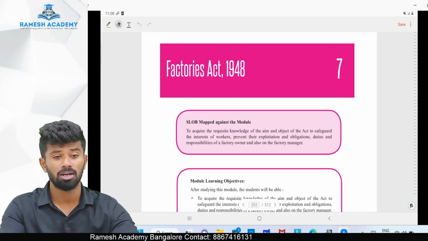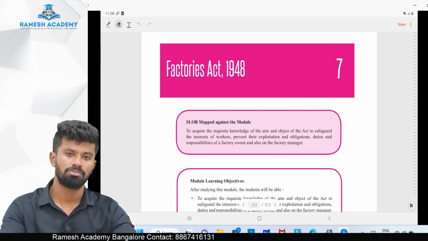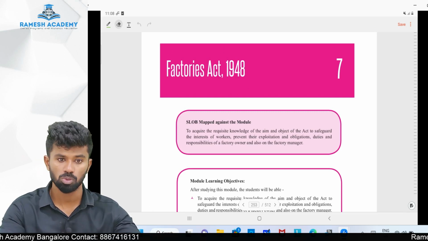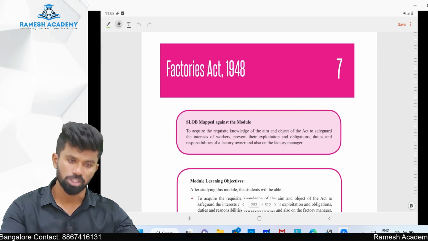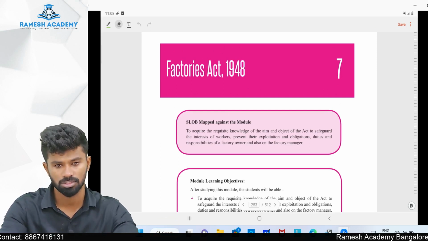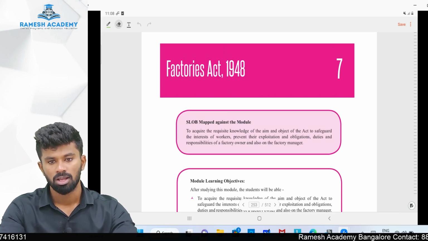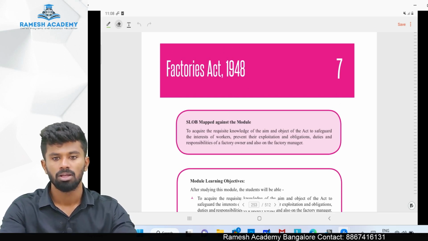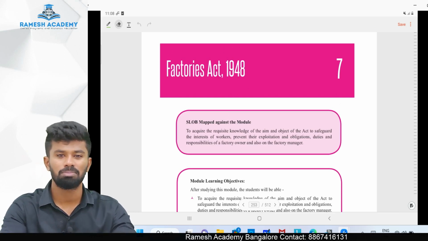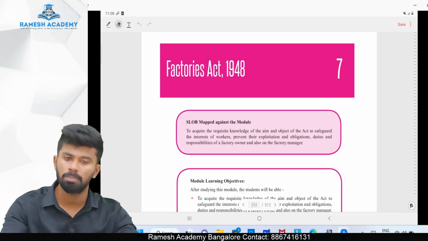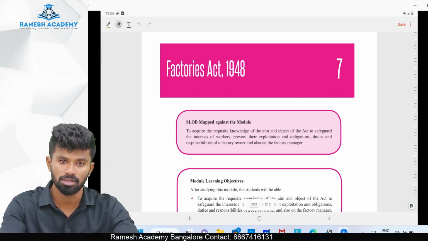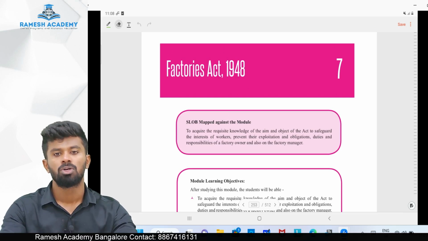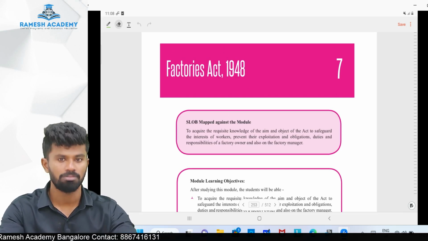What is the purpose or the object behind enacting this Factories Act 1948? The purpose of the Factories Act 1948 is to provide certain basic measures to the workers who work in the factories. Like we have health measures, safety measures, and welfare measures which are to be taken by the employer of the factory towards the employees. So the Factories Act provides certain measures to be taken by the employer towards the employees engaged in the factories.